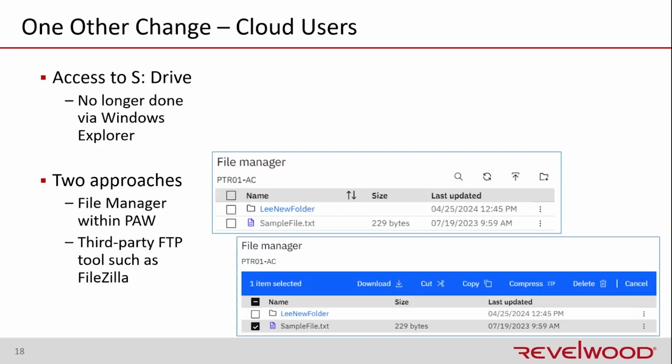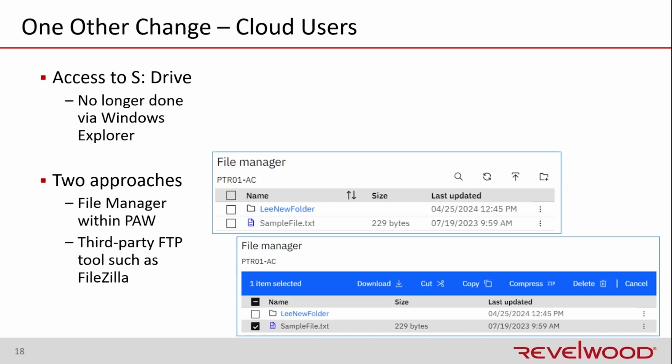Okay. And one other change for the cloud users. I had mentioned before that access to the S drive on the cloud is no longer done via Windows Explorer. Okay. Why? There's no rich tier. There's no RDP. There's no Windows. There's no Windows Explorer. So there's 2 different ways that we can access what we know as the S drive.